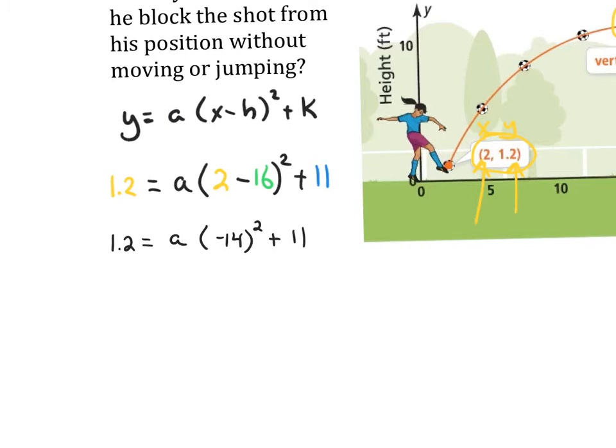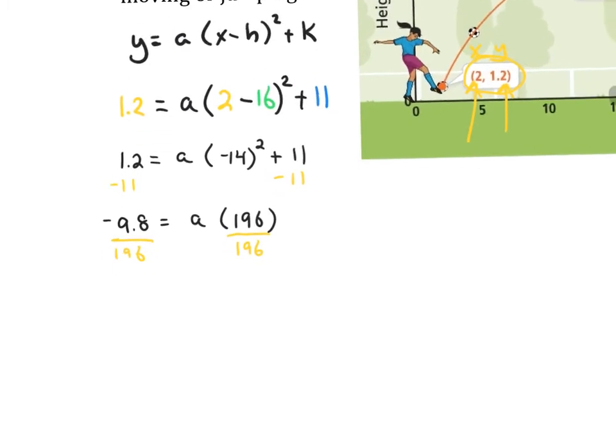Actually, while we're here, I'm going to do two things. I'm going to subtract 11 from both sides. So we get negative 9.8 equals A times 196. Where'd that come from? Negative 14 squared is 196. Now notice all I need to do here is divide by 196. Divide by 196. Pull out our calculator for that. So here I get A is negative 0.05.